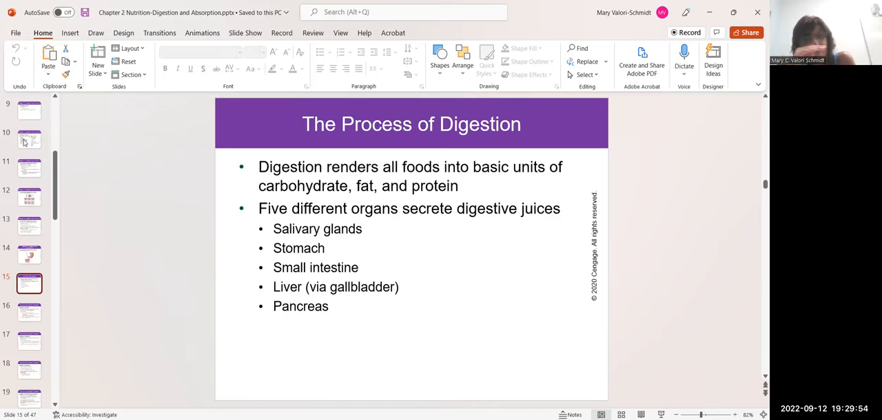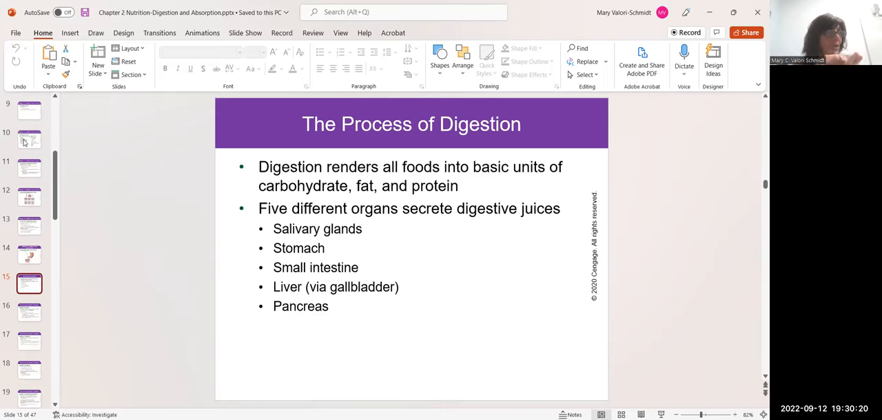So what is digestion? Digestion takes the food and renders it into basic units separated by what kind of nutrient it is. Is it a carbohydrate, AKA a starch or a sugar, right? Is it a fat or is it a protein, right? And then you have five different organs that all work with your digestive system to help. They secrete different kinds of juices, enzymes, et cetera, that help with digestion.